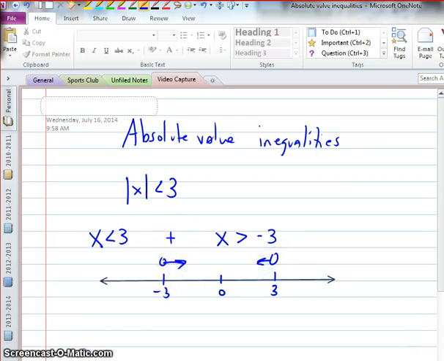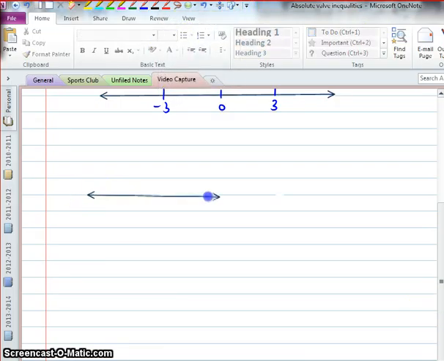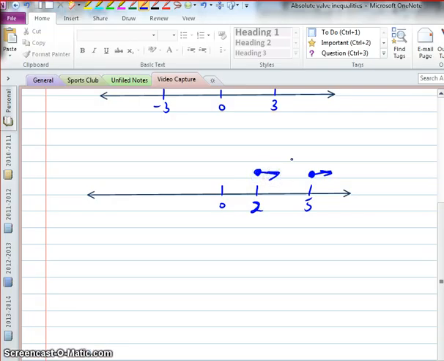What I mean by that is you're never going to see a graph that looks something like this. If you ever, in the course of solving absolute value inequalities, have a graph and the arrows are pointing in the same direction, something's wrong. This can't be right. They're either going to point towards each other or they're going to point away from each other.